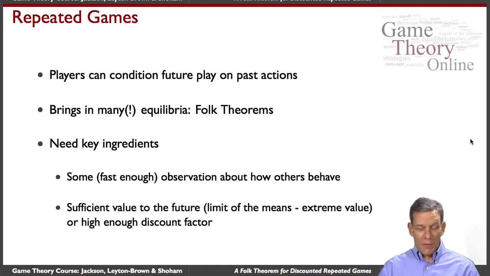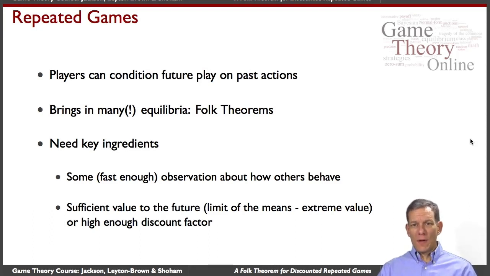Okay, so repeated games, we've had a fairly detailed look at these things. Players can condition their future play on past actions. That allows them to react to things in ways that they can't in a static game. It produces new equilibria in the game. Folk theorems, partly referring to the fact that these were known for a long time in kind of folklore in game theory before they were actually written down. There are many equilibria in these things, and they're based on key ingredients: having observation of what other players do, and being able to react to that, and having sufficient value on the future, either by limit of the means, which is an extreme value, or high enough discount factors so that players really care about the future.